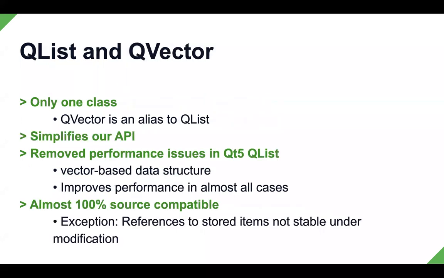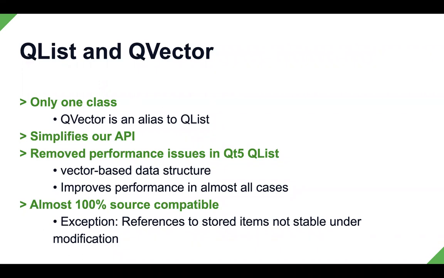We've completely reworked QList and QVector. Those have been two classes serving mostly the same purpose in Qt 5, but they had subtle differences in how they were behaving and quite different implementations. We've decided in Qt 6 to merge them to simplify our APIs. They're one class now, and QVector is actually an alias to QList.